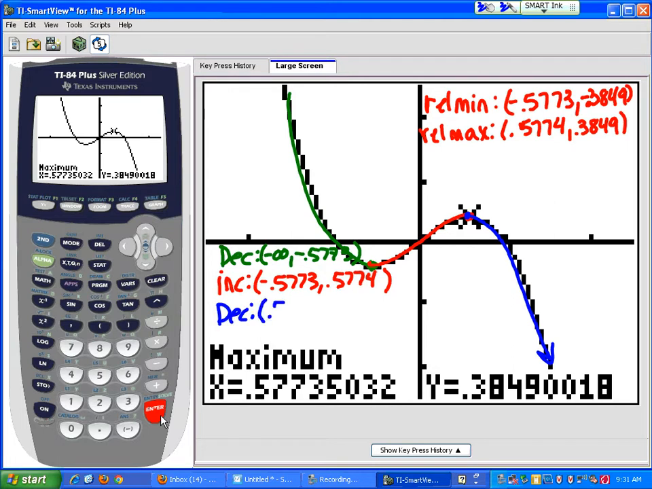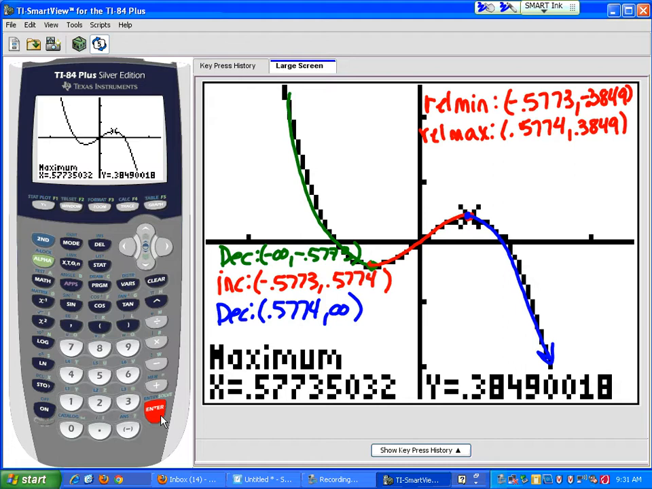which is 0.5774 to infinity. And notice that every point's accounted for, so you shouldn't have any gaps unless we're doing piecewise defined functions. So I have a continuous graph right here, so all my x values should be taken care of, which they are when we go through this.